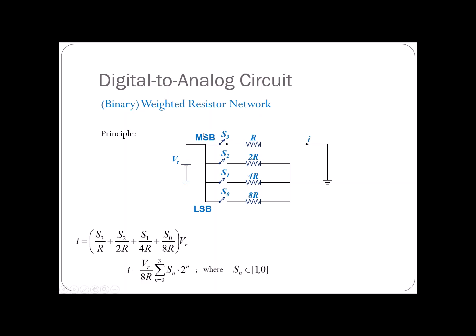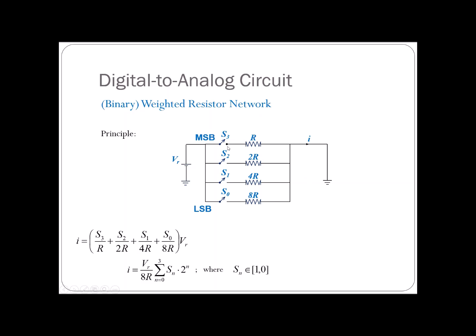On the other hand, let's say I have 1000 in decimal, then 1000 will be equal to 2 power of 3, which is 8 in decimal. So this will be on, off, off, off. So the current will flow through this route. The current will be equal to VR divided by R. The current will be the highest because the R is the smallest, right? VR over R, that is the current. In the previous case, when only S0 is on, we have VR divided by 8R, so the current will be small, right?